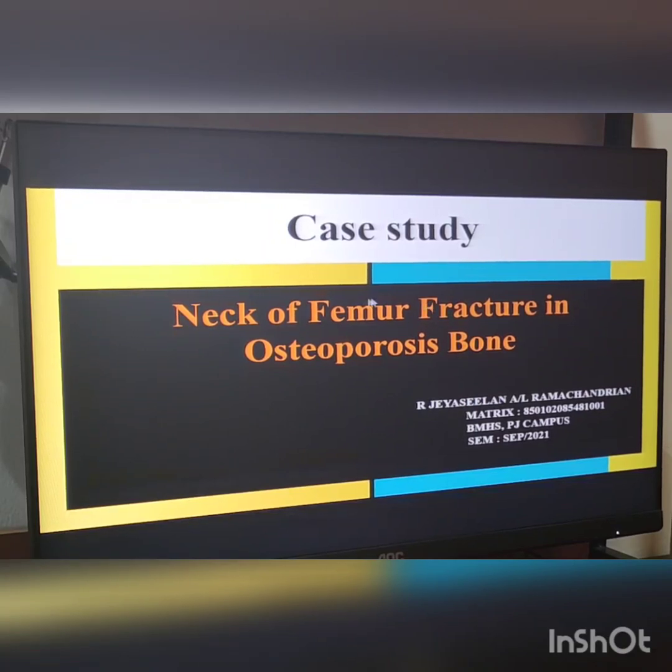So we have an assignment to do one case study while doing practical in the emergency department. I did it in my own hospital, where I'm working now, the emergency department in Hospital Kajang. The topic I took is neck of femur fracture in osteoporotic bone.